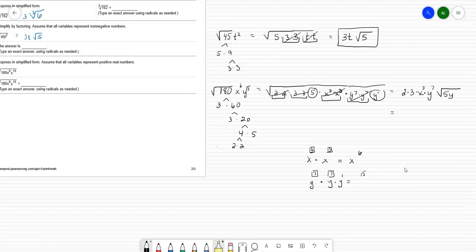So now we can write that final answer. 2 times 3 is 6, x to the 3rd, y to the 7th, times the square root of 5y is our final answer.